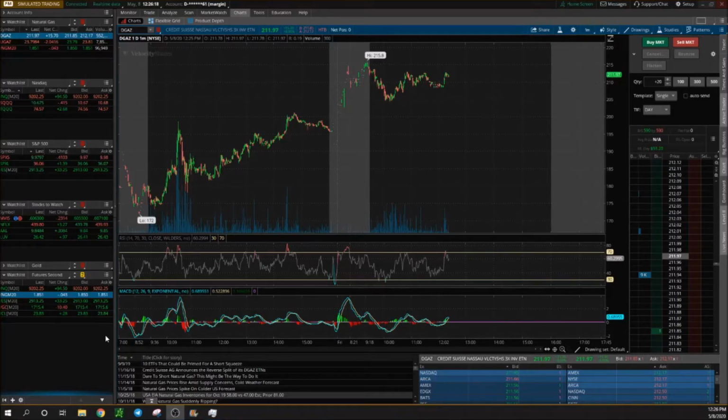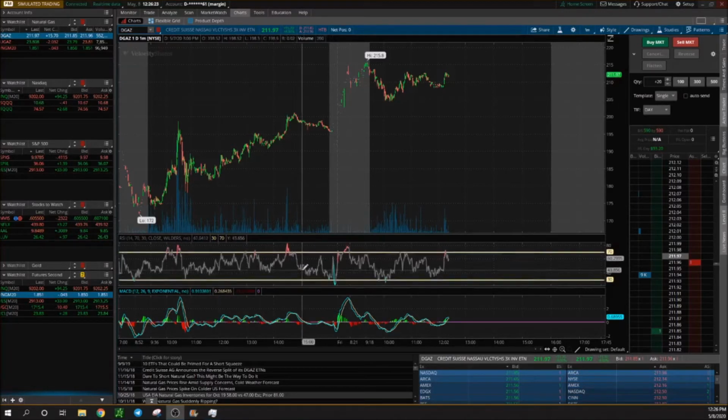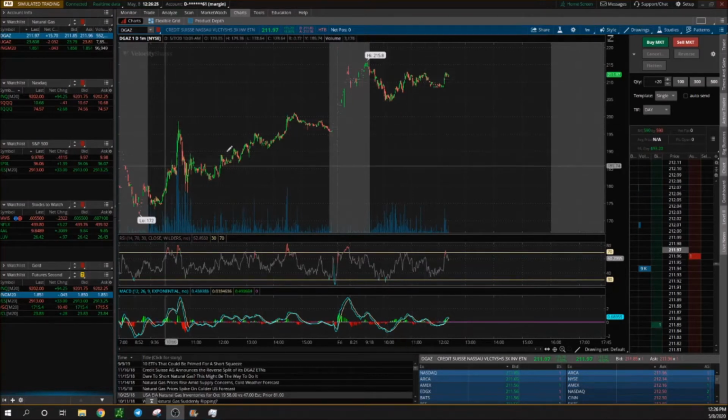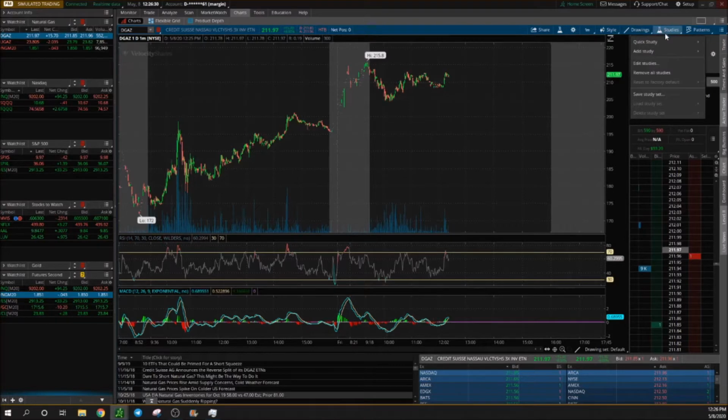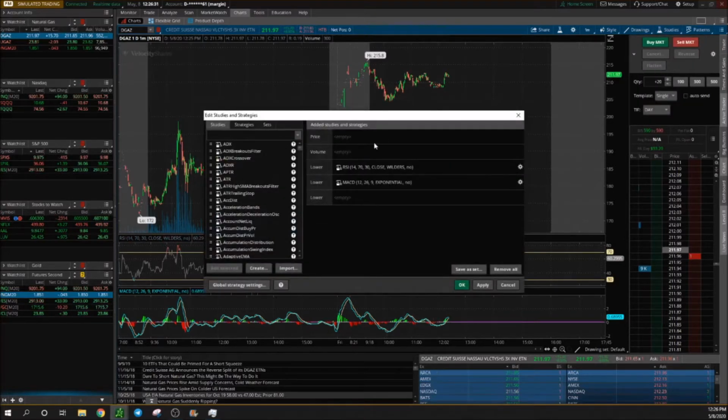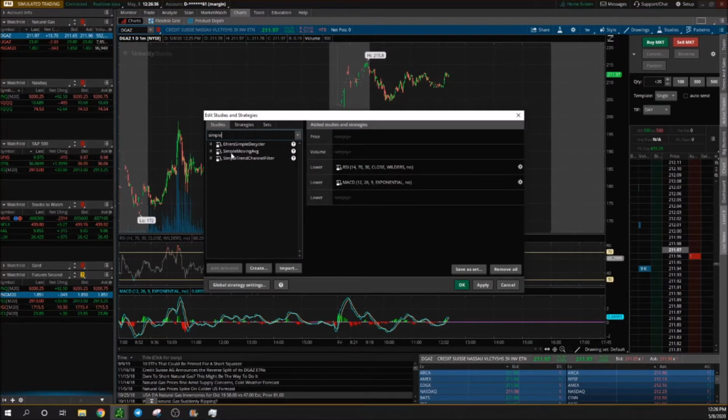Alright, so the first thing that we want to do is add the simple moving average to our chart. You can see I've stripped all the other indicators away right now. So again, we're going to go to Studies, and then Edit Studies, and search for Simple. Alright, and then we'll see Simple Moving Average here. So we're going to double click on this.